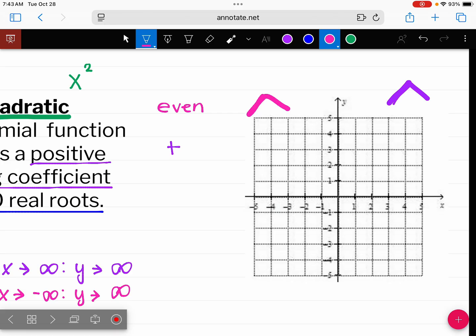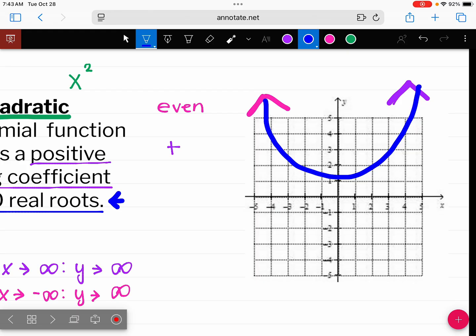What does that mean? What's going to happen to my x-axis? What's going to happen down here? Nothing. We don't touch it. So no real roots means no x-intercepts. It is never crossing my x-axis. That's this guy right here. I have no real roots. We have only imaginary answers.